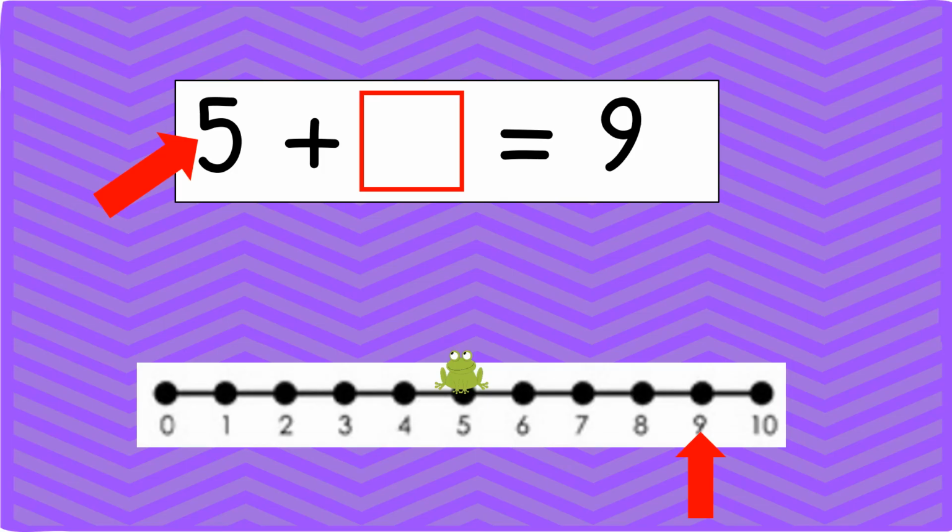So we're going to start at number 5, and we are going to hop the frog over, and let's see how many times the frog hops. Ready? Count with me. 1, 2, 3, 4. The frog hopped 4 times. So our missing addend is the number 4. 5 plus 4 equals 9.